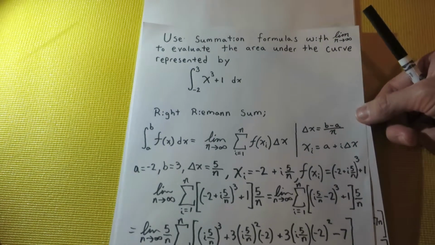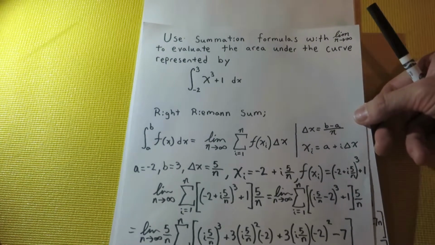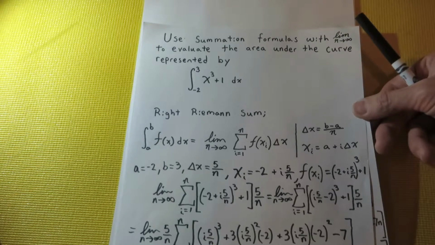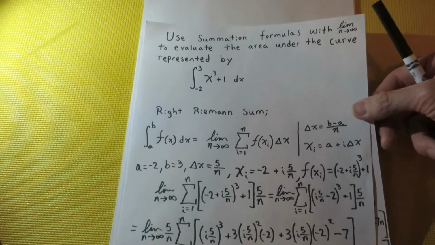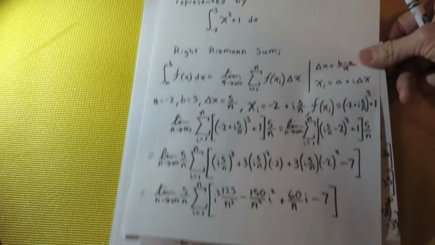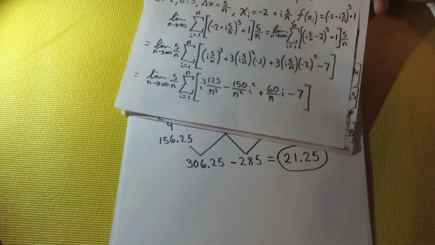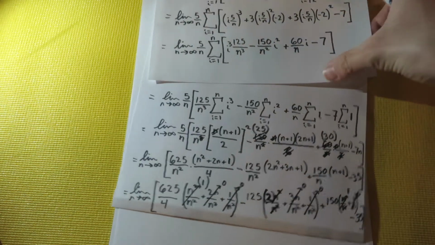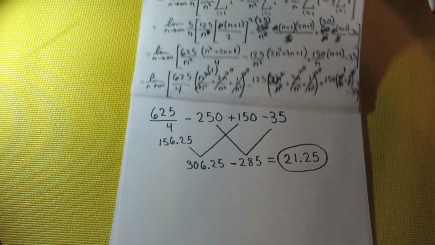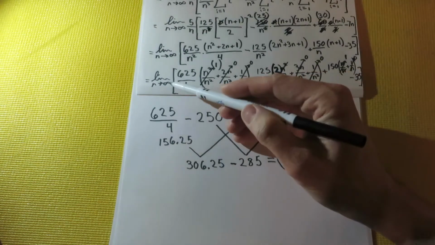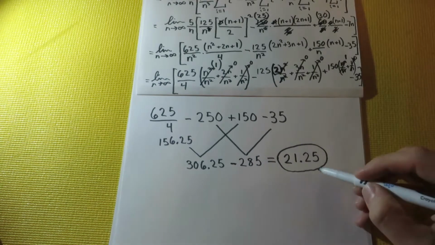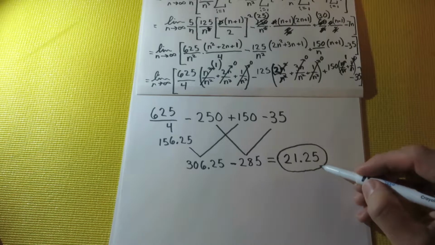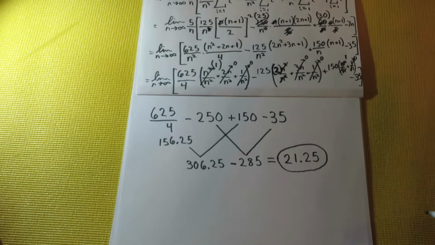our right Riemann sum, and we could have used left Riemann sums or midpoints here. I just find that right Riemann sums are simpler and easier to use for this purpose. And we used our summation formulas. We got all the way down to this point. And as the limit of n approaches infinity, our subintervals are going to get smaller and smaller. So this is the exact area underneath the curve, x cubed plus 1.